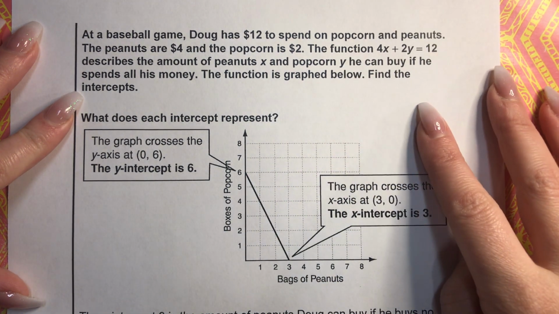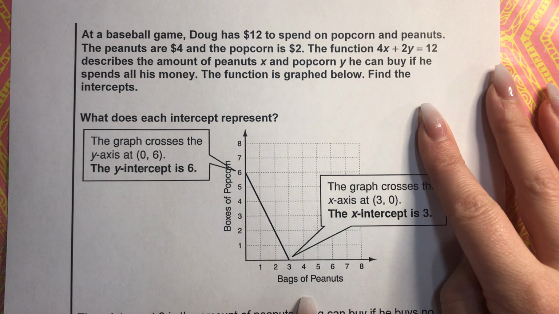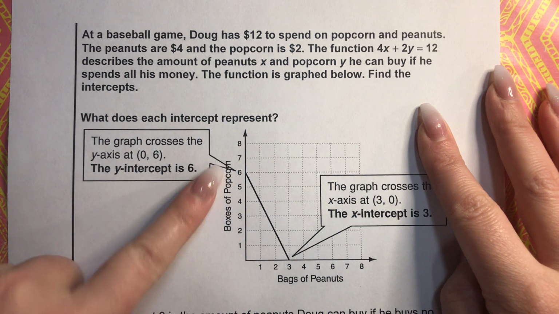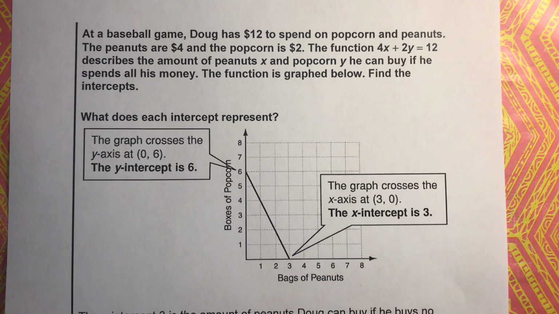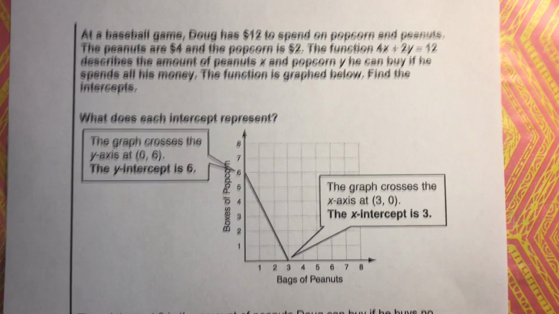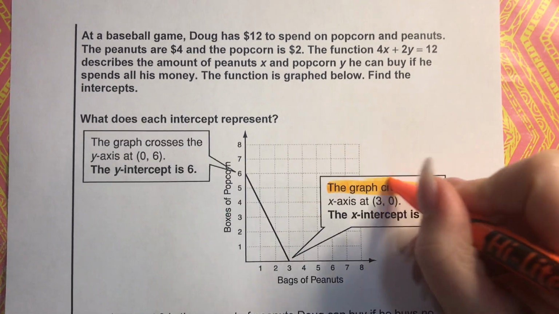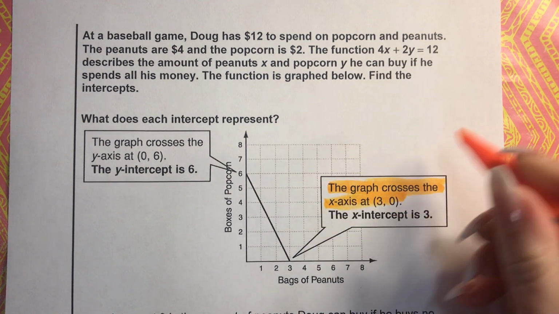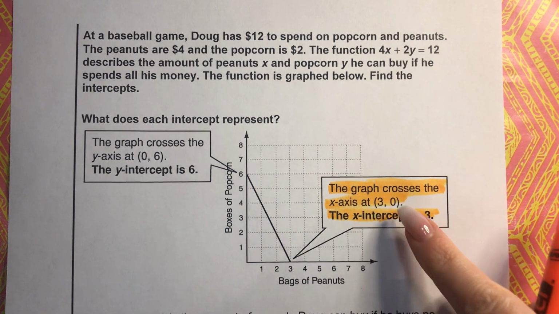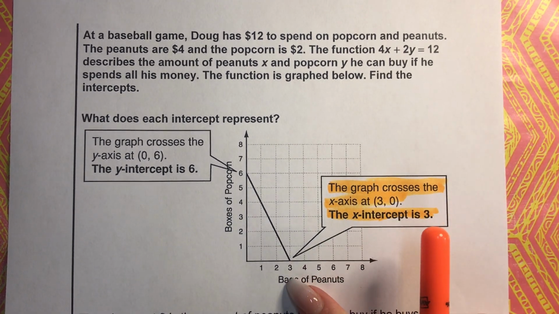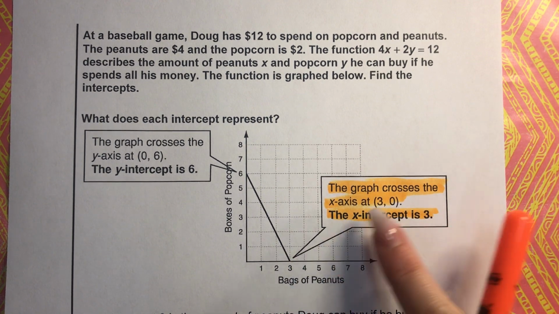We need to find the intercepts. So if you look here, we have a graph. x is the bags of peanuts and the y-axis is representing the boxes of popcorn. So right here, our x-intercept is at 3. So that means that the graph crosses the x-axis at (3, 0). Okay, so that means the x-intercept is equal to 3, which means 3 bags of peanuts for 0 boxes of popcorn. So I'll have 3 bags of peanuts and no popcorn.